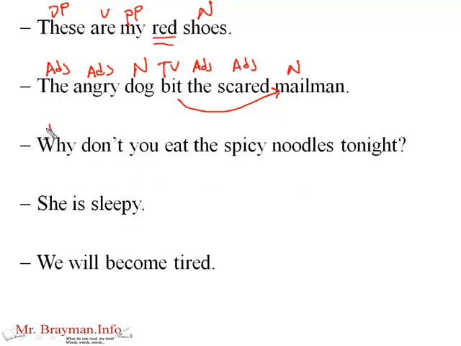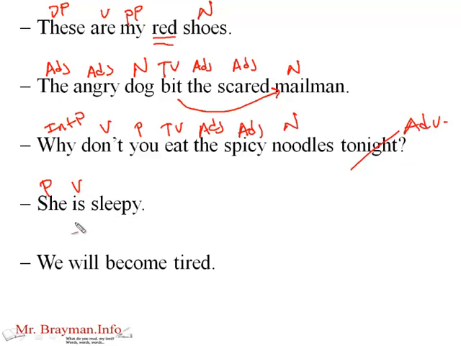Right? Why, that's an interrogative pronoun. Don't, that's a verb plus an auxiliary verb, right? Not is an auxiliary verb. You is a personal pronoun. Eat is a transitive verb. The spicy noodles is a noun. Tonight deals with time. This is an adverb. We'll talk about those later, so let's not get too crazy about that. But aha, here's the adjective, here's the adjective, right? Two more, right? We got a personal pronoun. We got a form of the verb to be. And sleepy, that's an adjective. And here's one of those predicate adjectives that I was talking about.